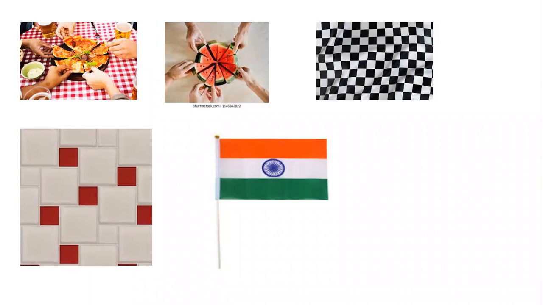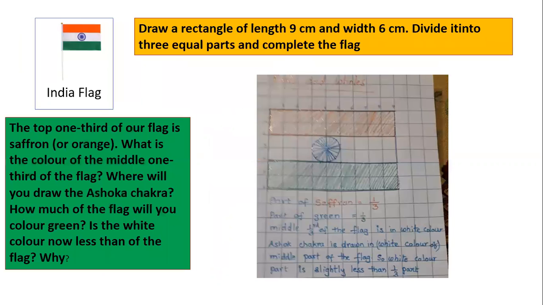So the flag is there, and 3 colors are there. And if you see our Indian flag, all 3 colors are in equal size. Saffron, white, and green. Saffron occupies 1/3 of the flag. White occupies again 1/3. Green occupies 1/3.